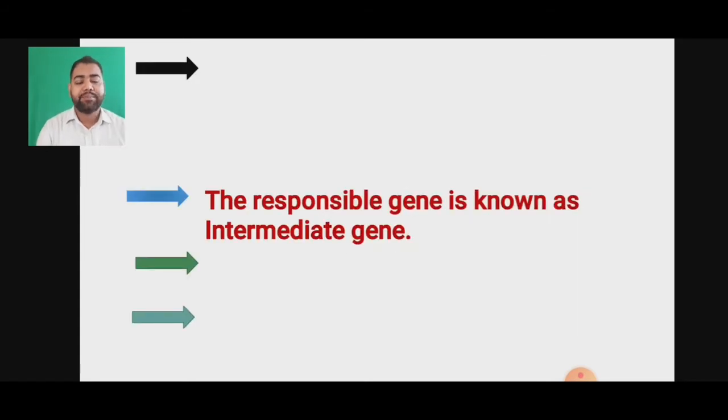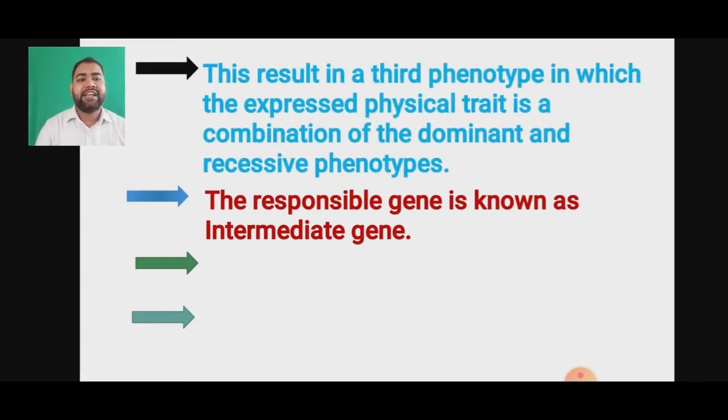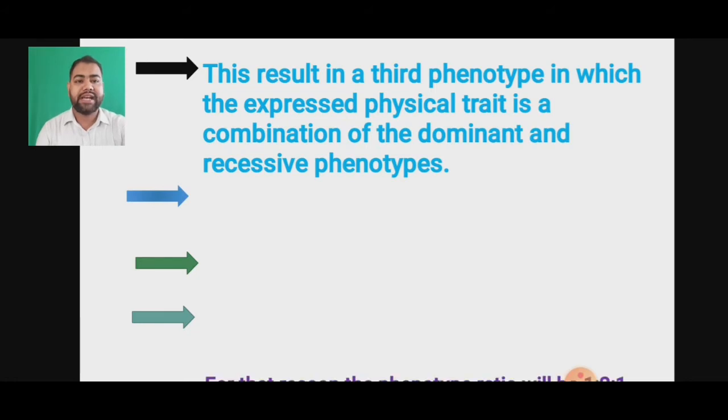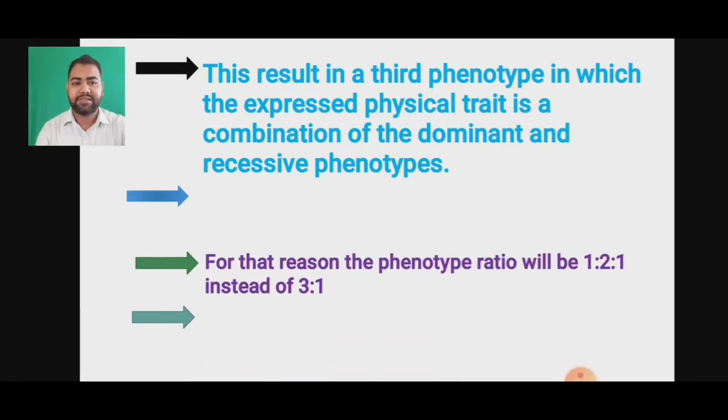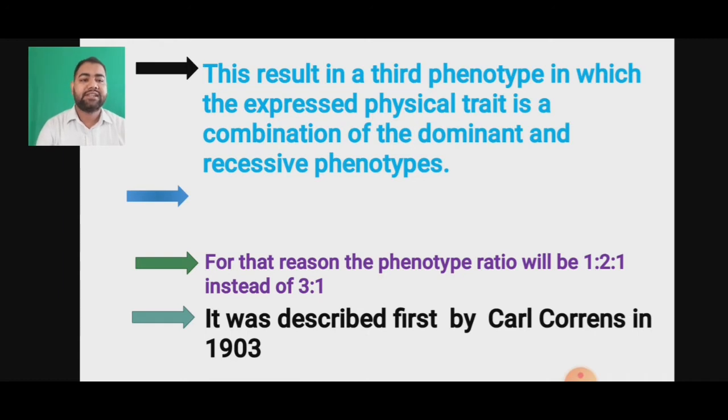Here is some important information about incomplete dominance. The responsible gene is known as the intermediate gene. This results in a third phenotype in which the expressed physical trait is a combination of the dominant and recessive phenotypes. For that reason, the phenotype ratio will be 1:2:1 instead of 3:1. It was first described by Carl Correns in 1903.